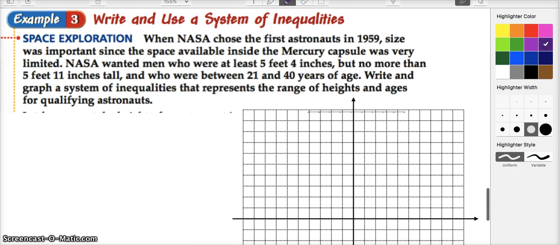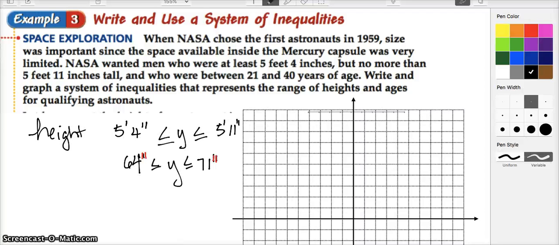So NASA chooses astronauts back in 1959. Size was important because of the size of their shuttle. NASA wanted men who were at least 5'4", but no more than 5'11" tall, and who were between the ages of 21 and 40 years of age. Write and graph the system of inequalities that represents the range in heights for qualifying astronauts.